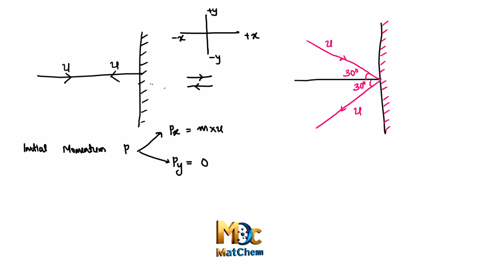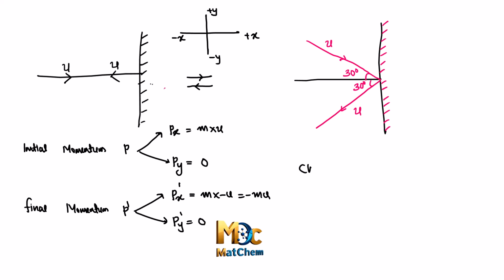In the same way, after collision, if you want to calculate the final momentum, let it be p dash. That is also having two components, that is px dash as well as py dash. We know that after the collision, the ball is moving in the negative x-axis. That means the p dash of x will be equal to m into minus u, nothing but equal to minus mu. There is no motion along the y-axis. That is why the momentum along the y-axis after collision will be equal to 0.